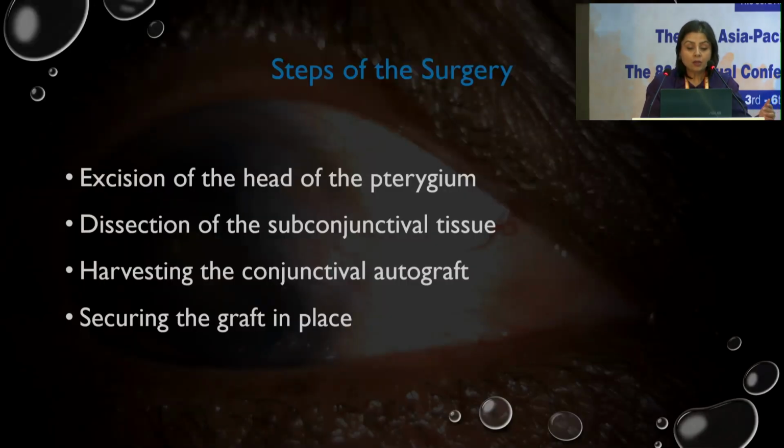So let's break it down into different steps of the surgery. We have excision of the head of the pterygium, then we have dissection of the subconjunctival tissue, which is very important to prevent the recurrence. Then further we harvest the conjunctival autograft and secure the graft in place. So for most of my talk, I'm going to start with the initial steps, but I'm going to concentrate mainly on how the technique of securing the graft has evolved.